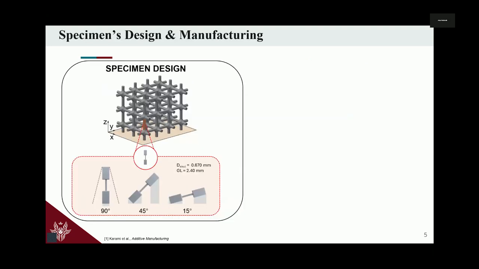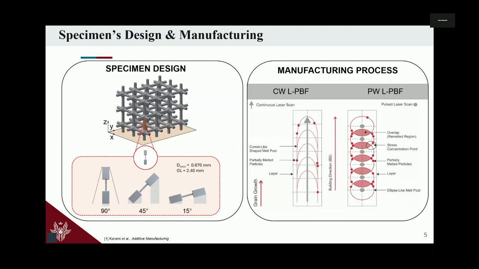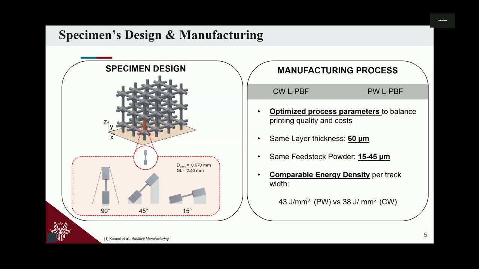The specimen design is exactly the same. 90 degrees, 45 and 15 degrees are the building orientations that we are dealing with. The pulsed and continuous wave processes, as said, are industrially optimized, but we are trying to keep some parameters in common in order to have a fair comparison. These parameters are, for instance, the layer thickness, which has been kept at 60 micrometers, as well as the feedstock powder, which is exactly the same, and also comparable energy density per track width, which is reported here for pulsed wave and continuous wave.